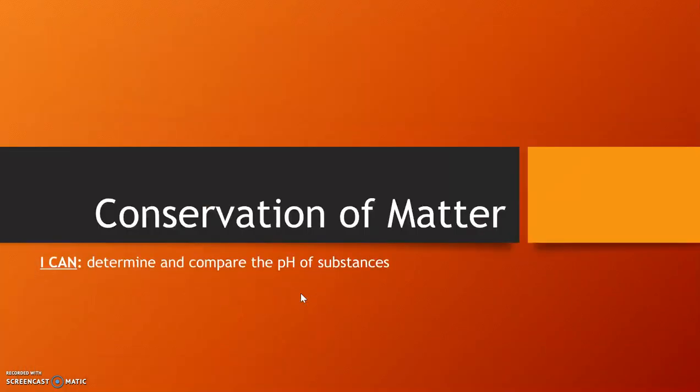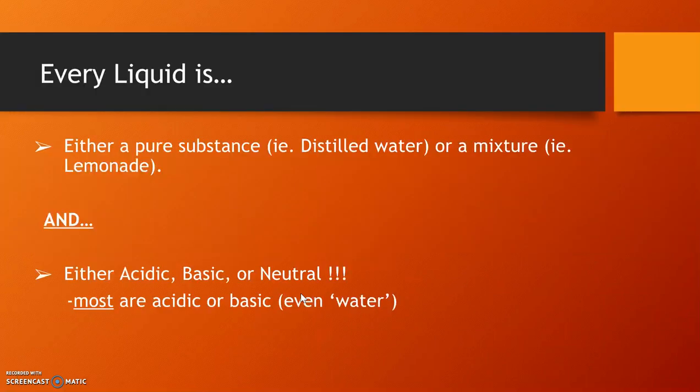All right, so real quick, every liquid is either a pure substance or a mixture. When we talked about matter the other day, we did a hierarchy diagram and we learned that. And not only would every liquid either be pure or a mixture, but it would also be acidic, basic, or neutral. Most liquids are going to be acidic or basic. However, few are going to be neutral. And acidic, basic, and neutral are the three main descriptors of pH.